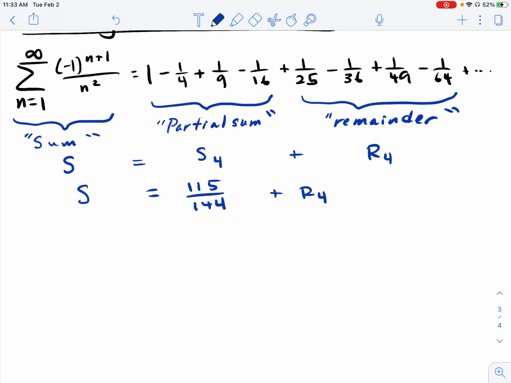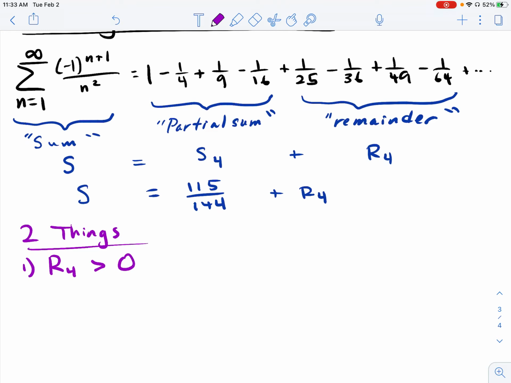Now, from here, I want to establish 2 really important facts. I'm just going to say 2 important things that we need to establish from having looked at this. First off, R sub 4 here must be greater than 0. Or in other words, R sub 4, our remainder, has to be positive. Take a moment and think about why this has to be the case. How do you know for certain that a remainder has to be positive? If you need to pause it, you can.